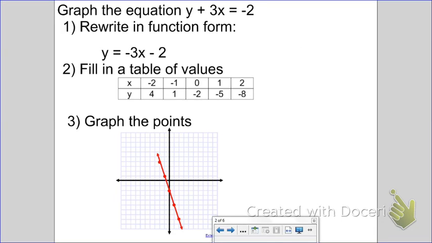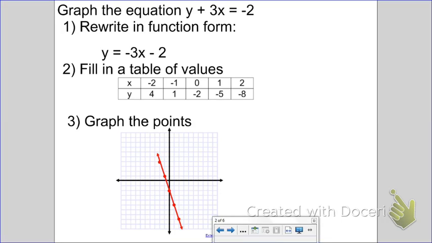So what we practiced in the last video was graphing an equation. If we were given y plus 3x equals -2, the first thing we would do is rewrite that in function form. So we would subtract 3x from both sides to get y equals -3x minus 2. And then from there we would fill in a table of values.